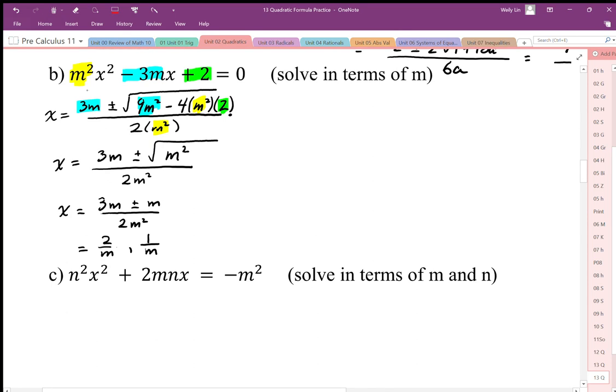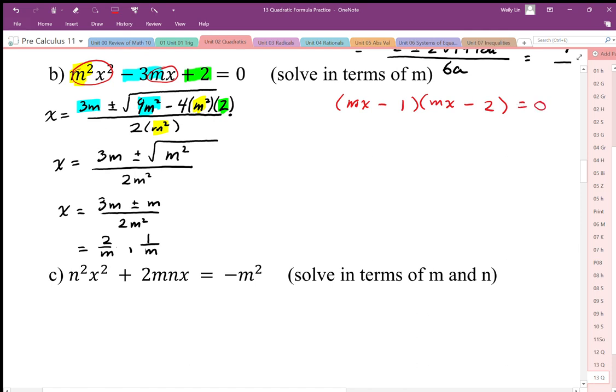It follows the quadratic pattern, m squared, mx all squared, mx, and then the constant. So this actually factors to mx, mx. We're looking for two numbers that multiply to 2 and add to negative 3. That's going to be negative 1, negative 2. This is equal to 0.